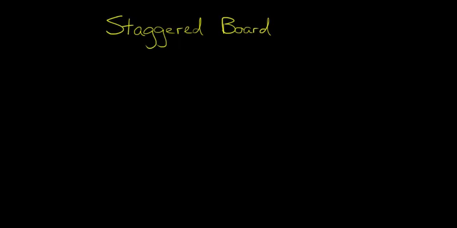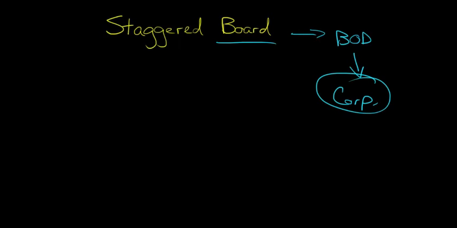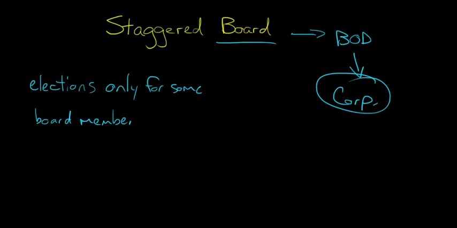In this video, we're going to talk about the concept of a staggered board. First of all, when we talk about a board, we're actually referring to the board of directors for a corporation. This corporation has a board of directors, and it's staggered in the sense that elections are held only for some board members each year.